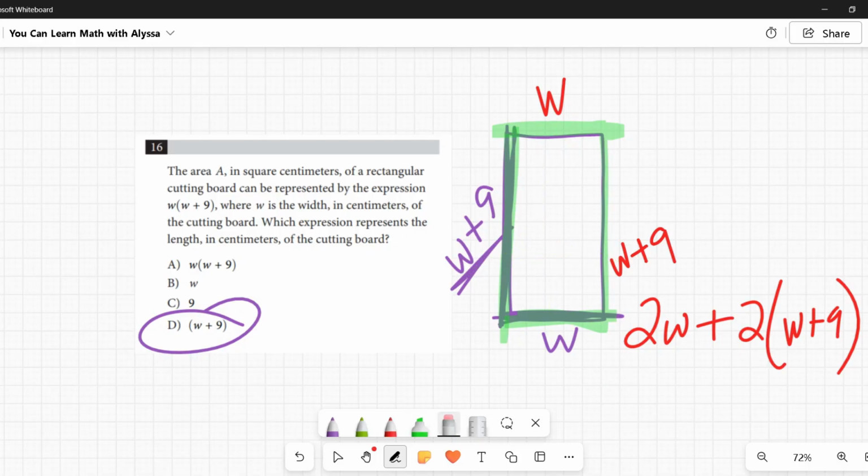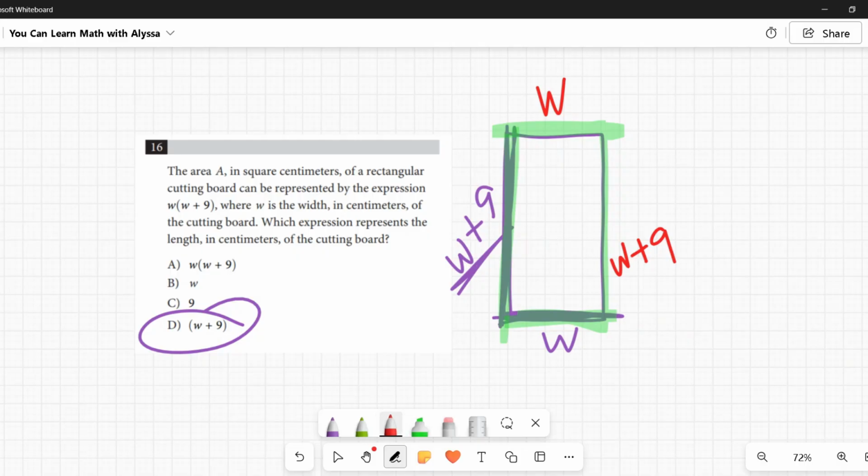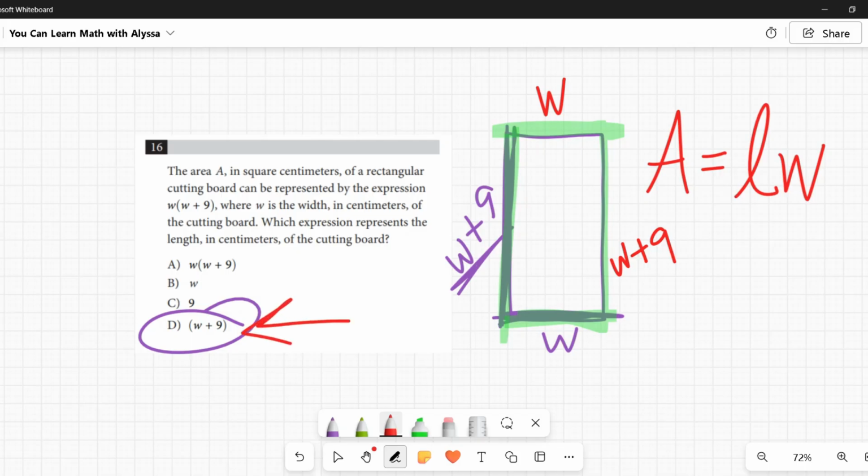But this one, they were being nice. It is just straightforward. If W times W plus 9 is the area and W is the width, W plus 9 must be the length, because area is equal to length times width when we're talking about a rectangle. Again, that means my answer is D, W plus 9.